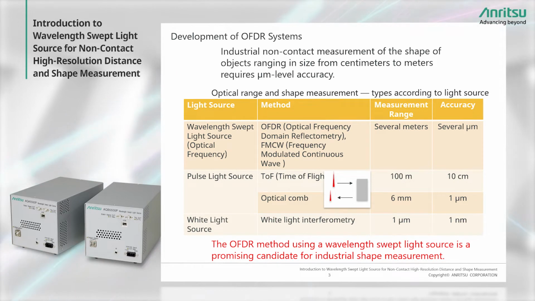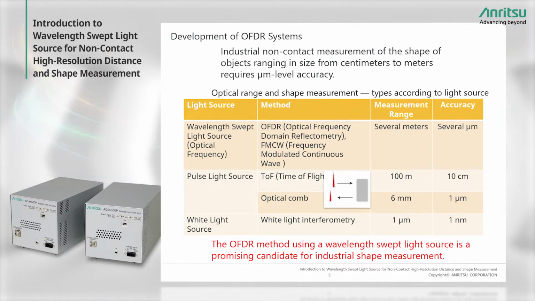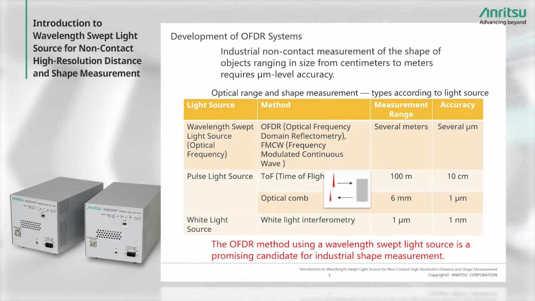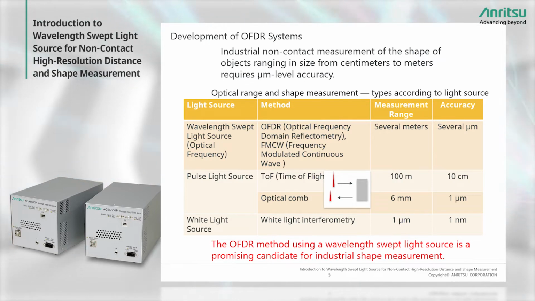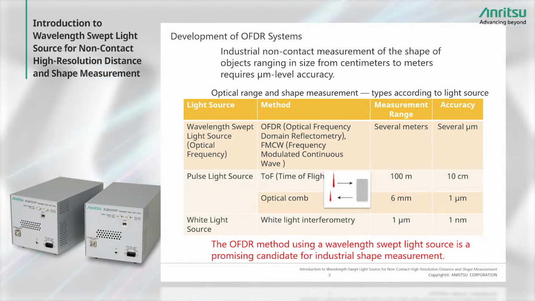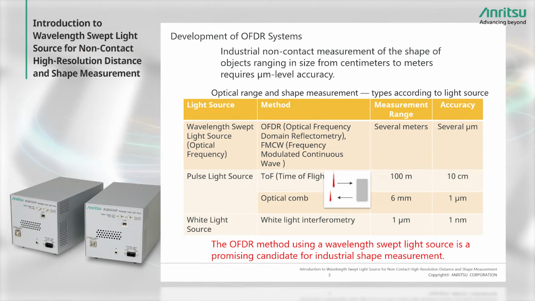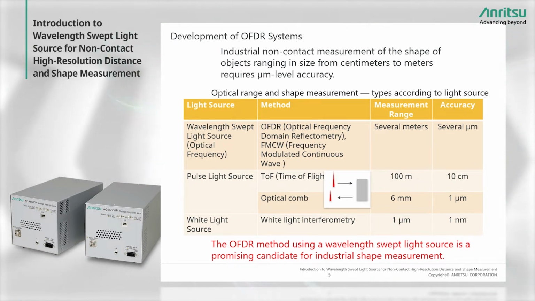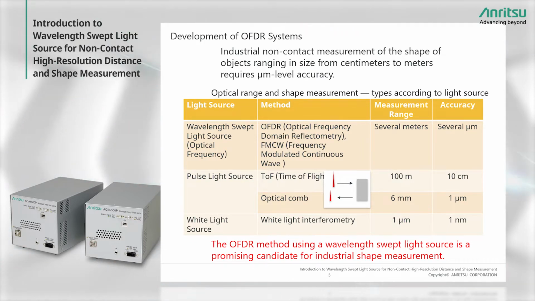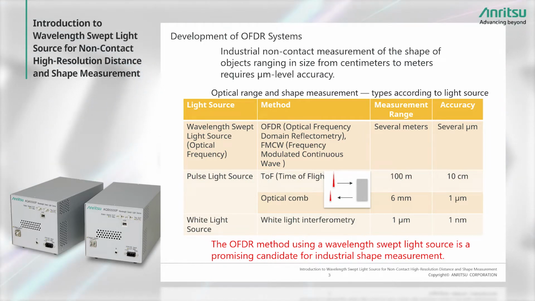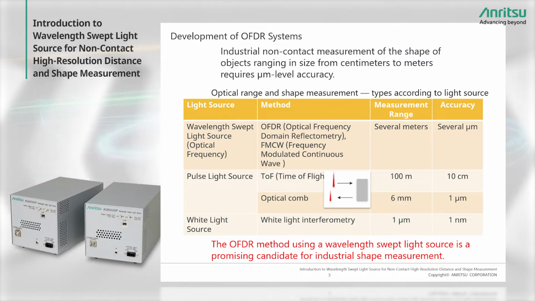First, there are swept light sources that sweep either wavelength or optical frequency using a method called optical frequency domain reflectometry, or OFDR, which is the term we will be using here. Frequency modulated continuous wave, or FMCW, is another name for this technology, but both are exactly the same. The measurement range of OFDR is about several meters. This measurement range is not the work distance, but means that a range of several meters can be measured freely. Moreover, the accuracy of this measurement is several micrometers.